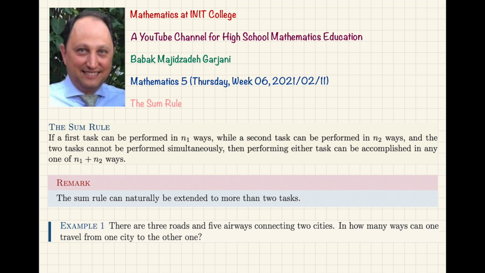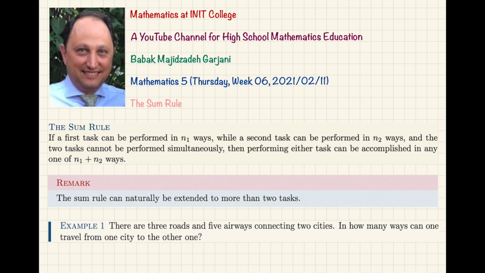And as a remark, exactly like the product rule, where we started with a task with 2 stages and then extended it to a task with more than 2 stages, we can also immediately extend the sum rule to more than 2 tasks. If I have 3 tasks, and no two of them can be done simultaneously, then the number of ways that I can do either one of these tasks is n1 plus n2, for example, plus n3.